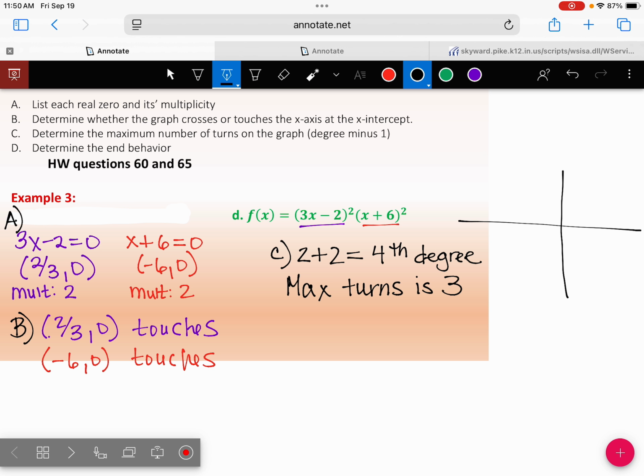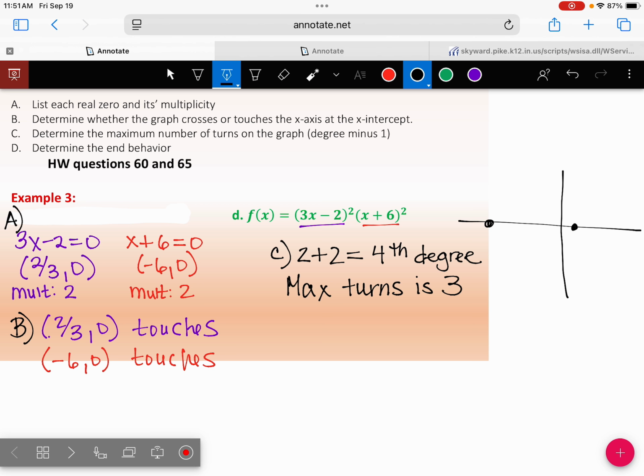Okay, so -6, I'm going to say that point is here. And then the 2/3 is somewhere over here. So it's a 4th degree. So does that mean that arrows will be the same or opposite? Who says opposite? Who says the same? It's the same, yep. Do you think they're going to point up or point down? Up, because we start with a positive.